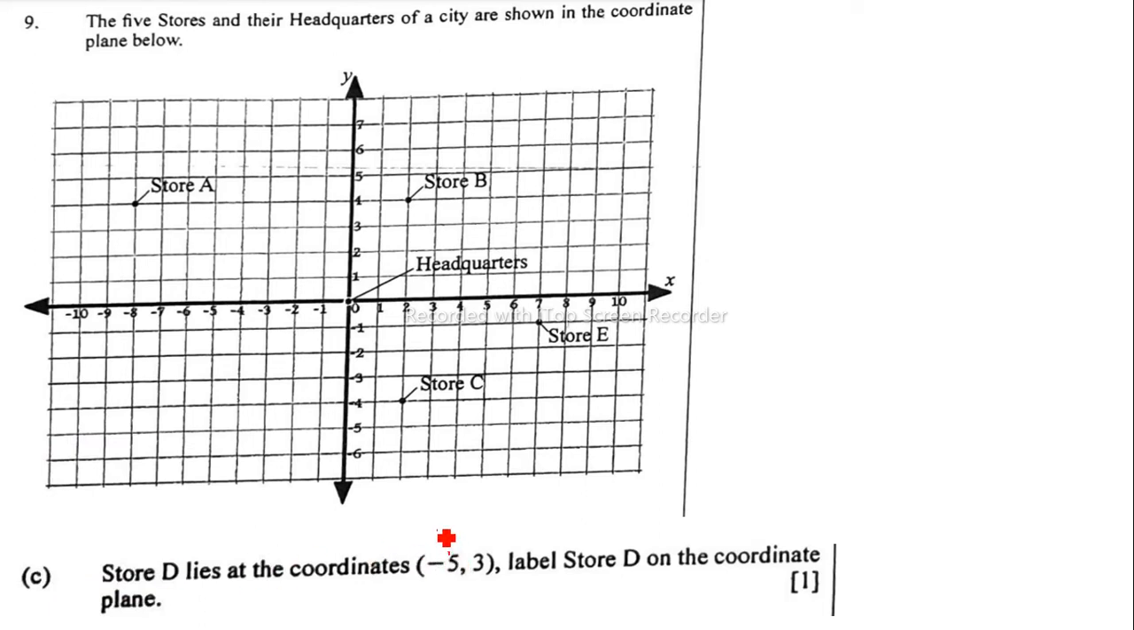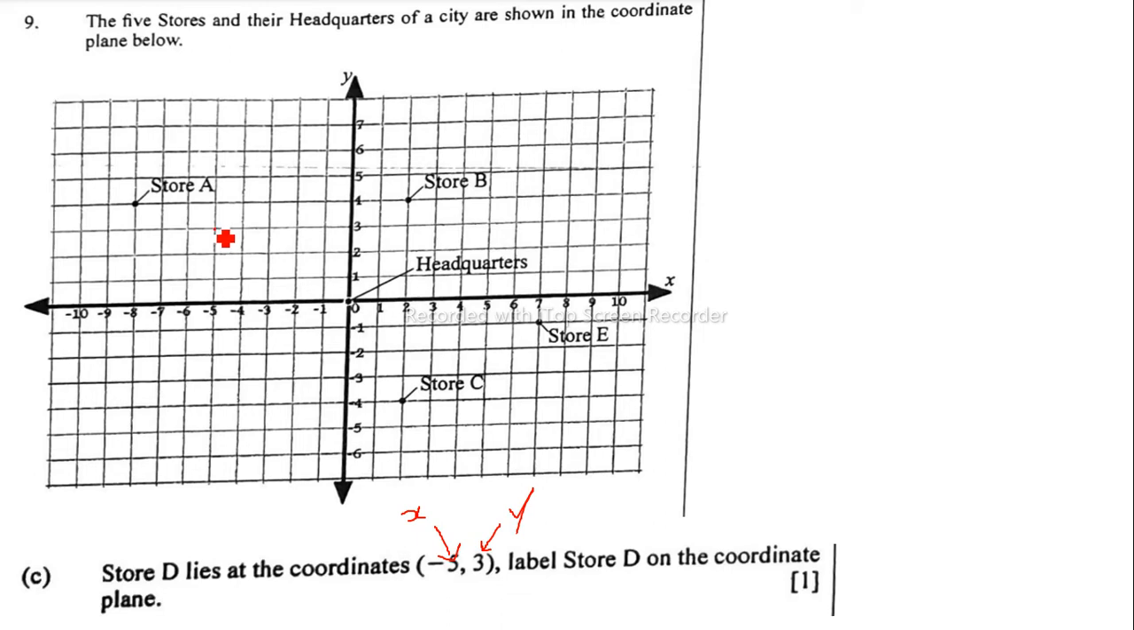So the first coordinate always refers to which axis? X-axis. And the second coordinate always refers to the y. So when we say -5, 3, this is going to be negative 5 and 3, so it's going to be here. First we figure out what it is on the x, and then we have to go up to 3 on the y.